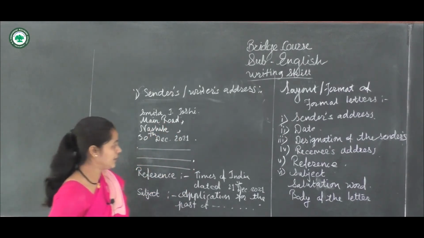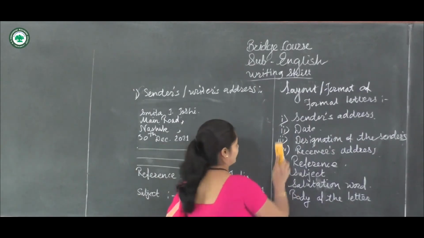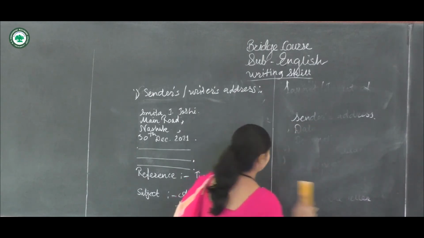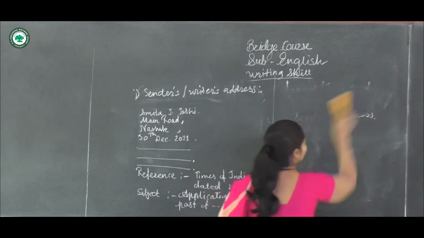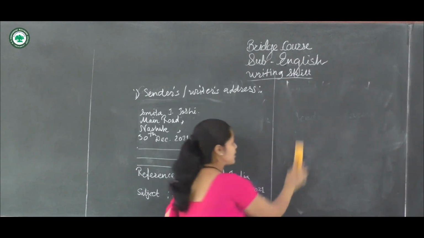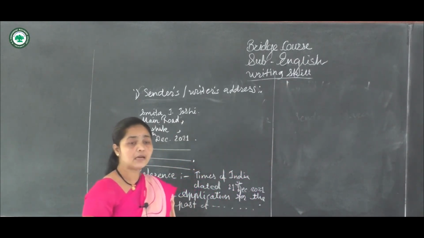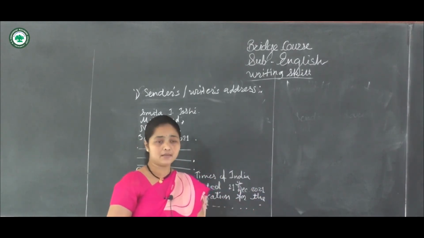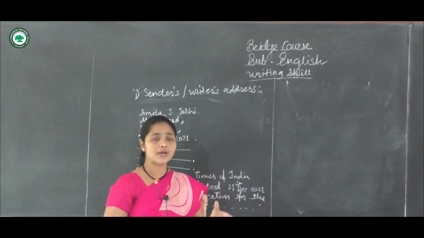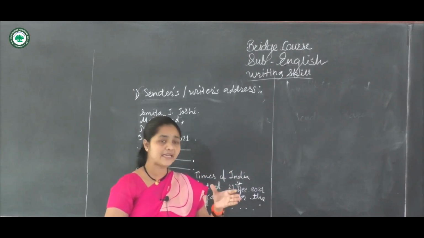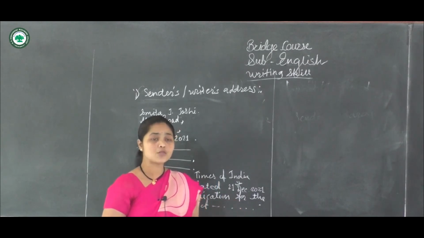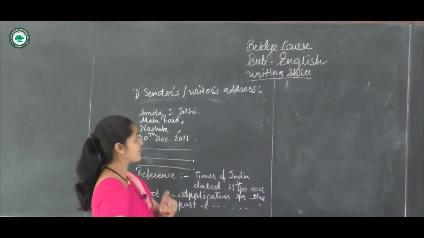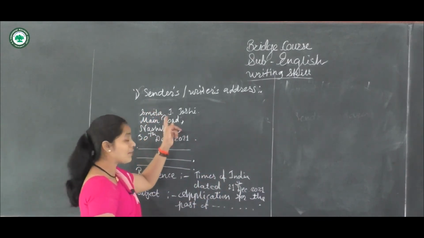Now next to it we come towards salutation. After the subject you have to come towards salutation. Salutation is the way you greet the person to whom you write the letter. That very first word, the beginning words of your letter, is called the salutation. Remember this one, it's most important that it's a formal letter.